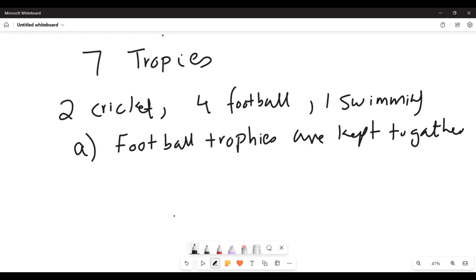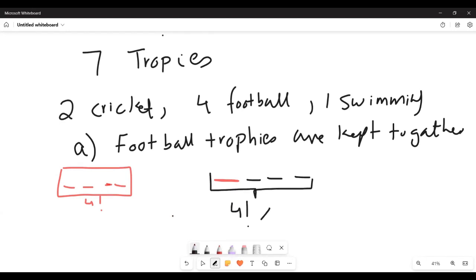Okay. So the 4 football trophies should be kept together. So we have to group that, 1, 2, 3, 4. So this would have 4 factorial arrangements. We'll consider it as 1 trophy. And then there are the remaining 3 trophies left, 2 of cricket and 1 of swimming. And these together, 4 trophies, have 4 factorial arrangements, times this had 4 factorial arrangements as well. So 4 factorial times 4 factorial is the answer for part A.